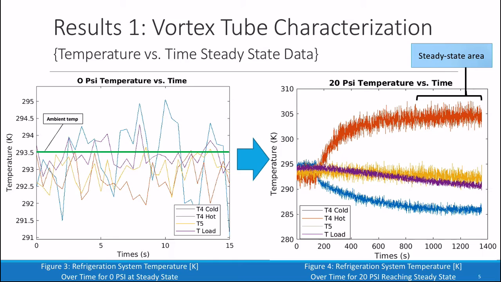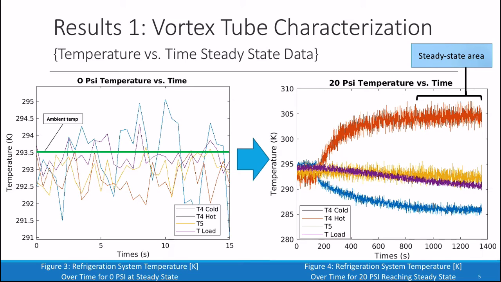First, we characterize the steady-state data from the vortex tube. In Figure 3, the temperature versus time for 0 psi is shown for the outputs at the load, T4 cold, T4 hot, and T5. Because no air is being put through the system, all the values should roughly be at ambient temperature. But as shown, there is some slight variation from the sensors. The average offset from the ambient temperature was determined for each sensor and then accounted for in the rest of the trials.